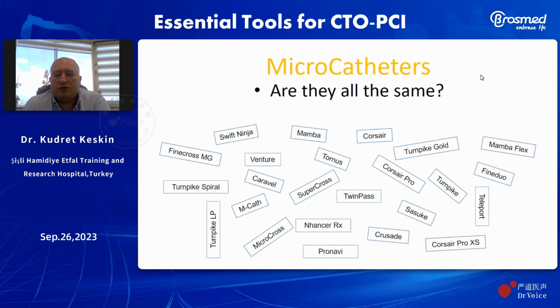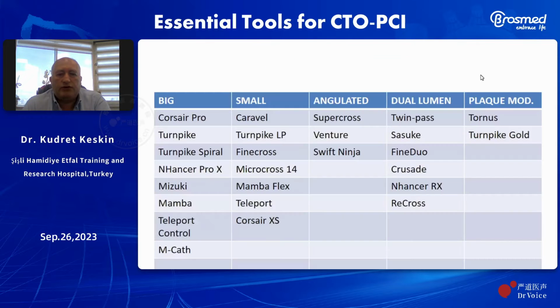As you can see, there are so many catheters available in the market. So which one are we going to use? Are they all the same? What are the features of each microcatheter? Well, for a general idea, there are some classifications, and it's a very classical classification. There are some big microcatheters, and there are some small microcatheters. Briefly, I will talk about why they are big and why they are small.